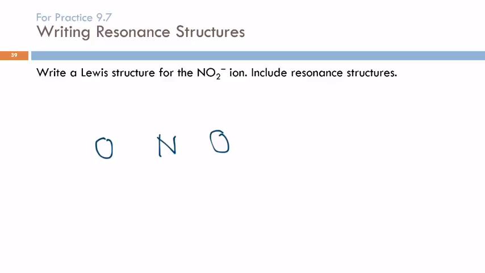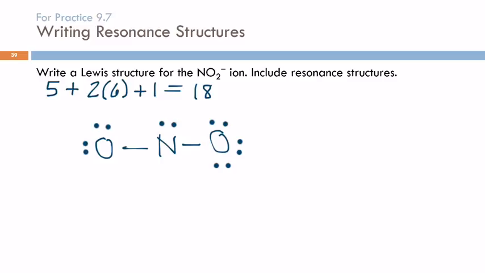How many valence electrons total for this ion? Well, nitrogen has how many? 5 valence electrons. You're jumping ahead of me. Two oxygens each has 6. And for the minus, you add 1. So we've got 12 plus 5 plus 1, 18. So then we start putting electrons around: 2, 4, 6, 8, 10, 12, 14, 16, 18. We need a double bond.